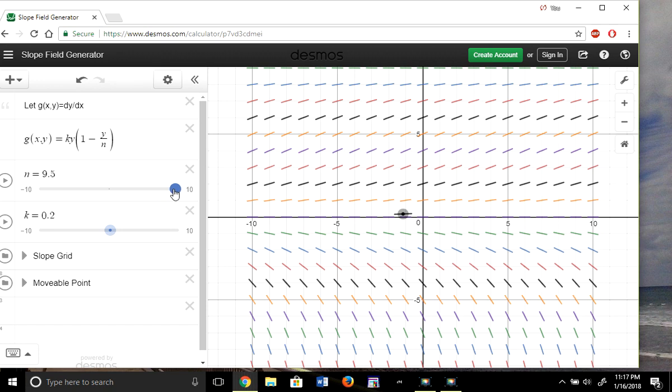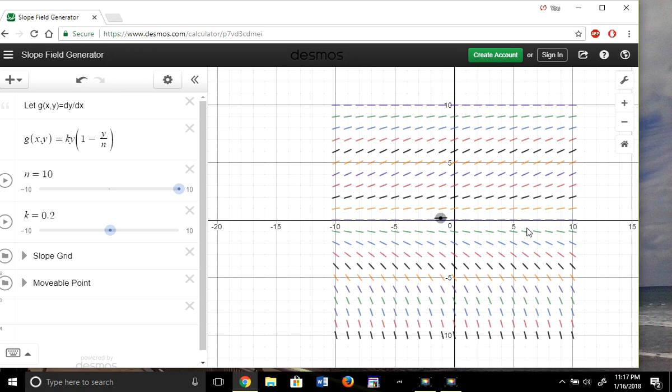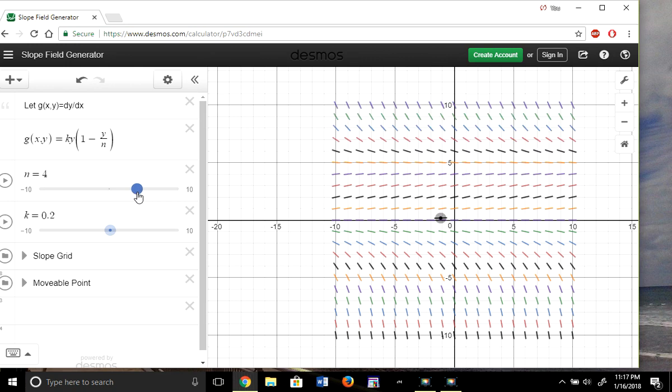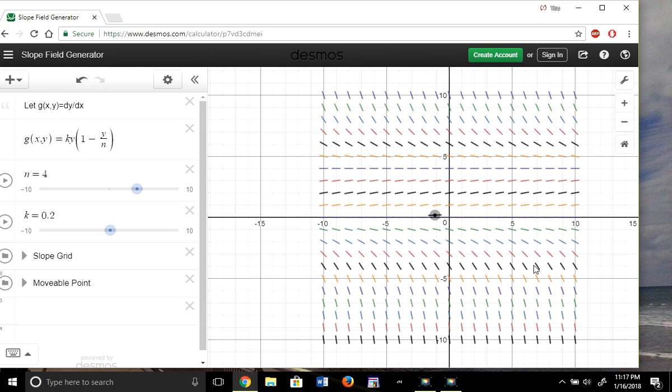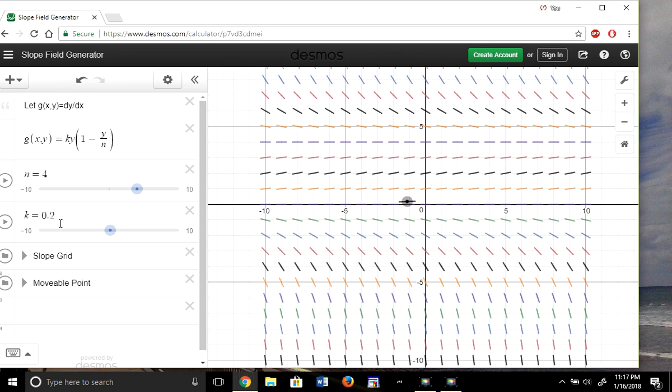The one thing with Desmos and with most of these slope field generators, they don't go too far. You can't see too much. It's not going further than the standard window of -10 to 10, because they're actually quite complicated to make. So I'm going to make n like 4 so we can see the effects here. So think of k as 0.2, my rate of growth is 0.2, my carrying capacity is 4.